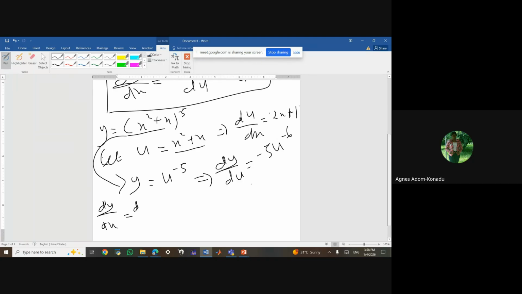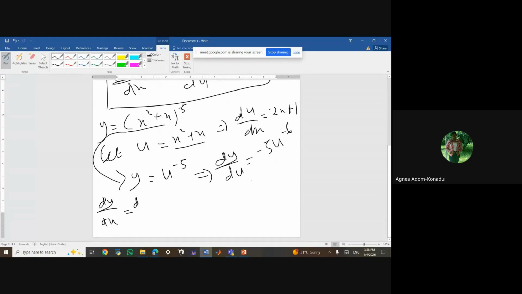So the formula says that my dy over dx will be dy over du times du over dx. What do I get for dy over du? -5 u to the power -6. Then times du over dx. What do I get for du over dx? 2x plus 1. I will just replace my u by x squared plus x. So this is -5 into brackets x squared plus x, to the power -6, times 2x plus 1. So this is the final answer I'm looking for.